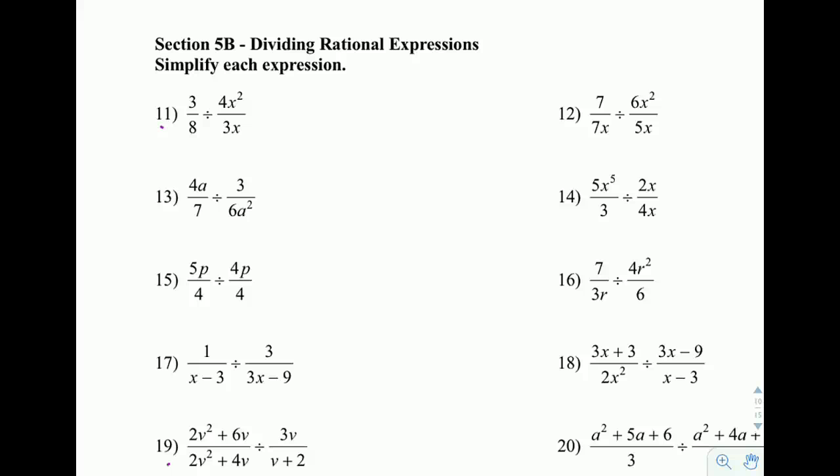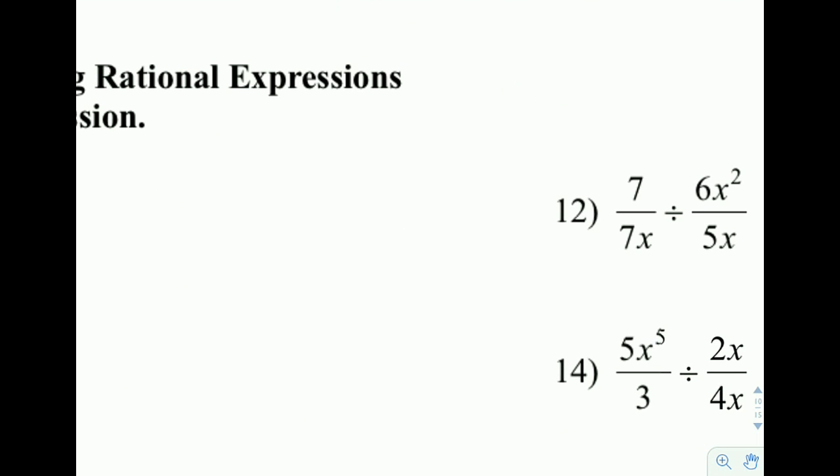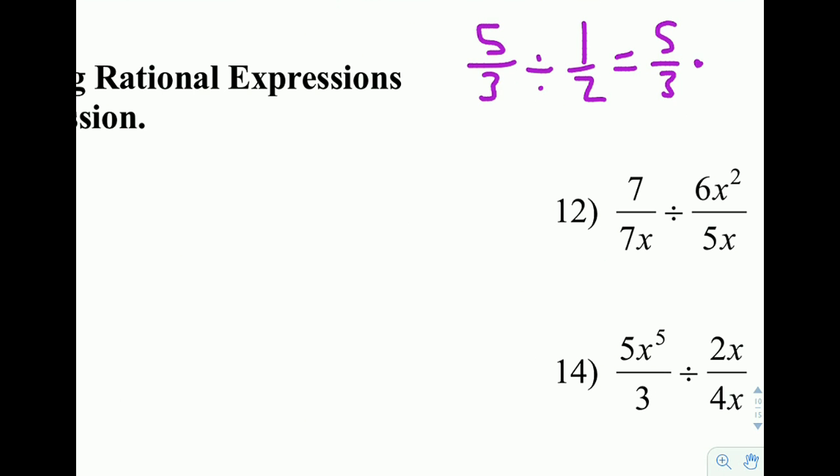This is section 5B, dividing rational expressions. So instead of multiplication, we're going to do division. And if you recall from back when we worked a lot more with just regular fractions, if you had something like 5/3 divided by 1/2, dividing fractions means multiplying by the reciprocal, multiplying by the flip of the second number. So this is equivalent to saying 5/3 times 2/1. All we did is we took that second thing, flipped it, and we changed from division to multiplication.